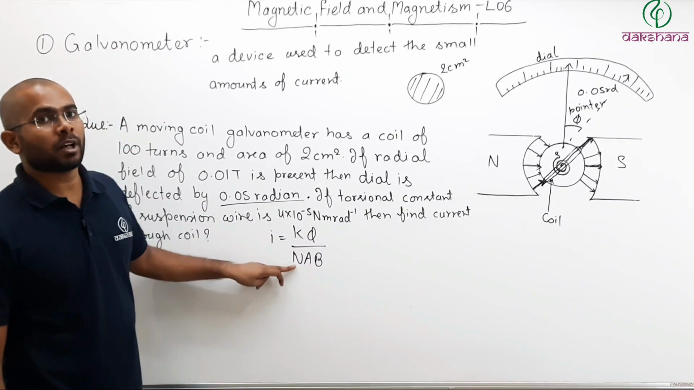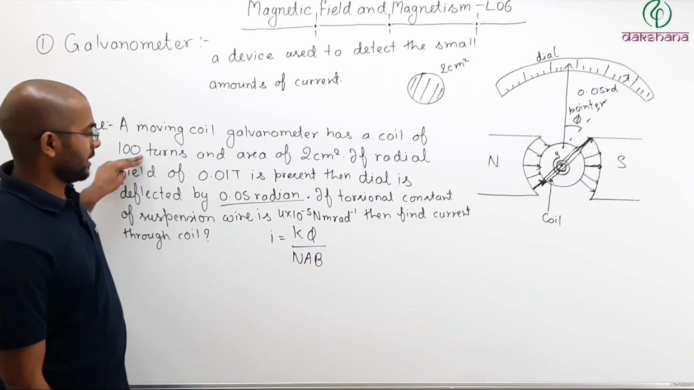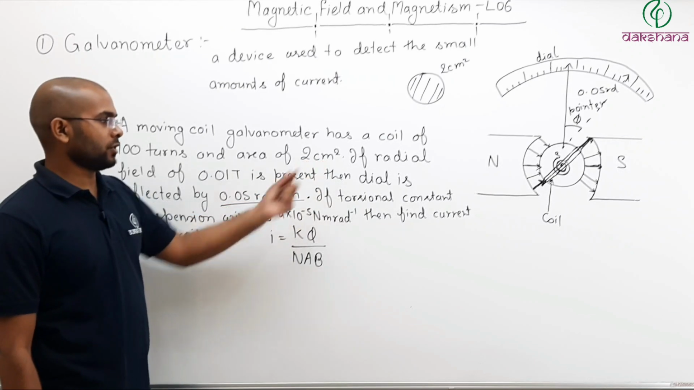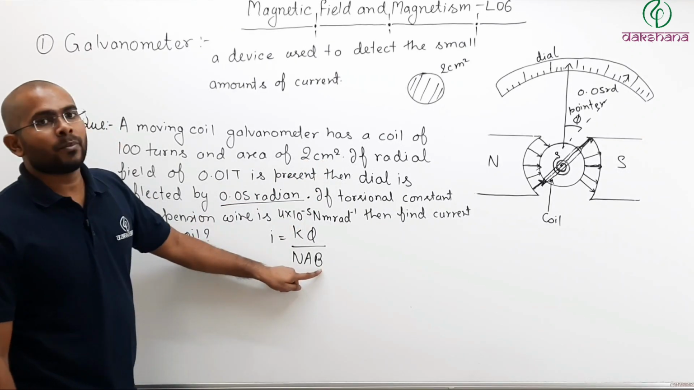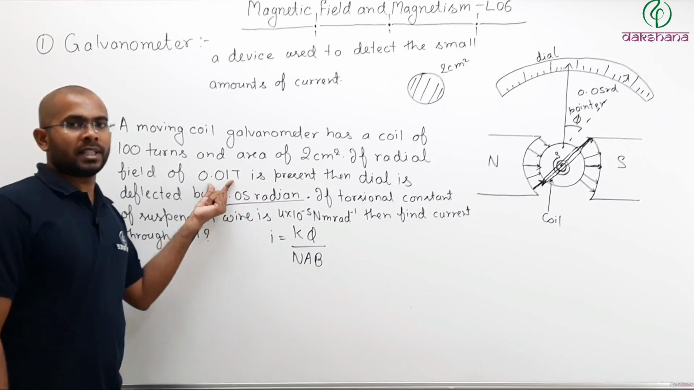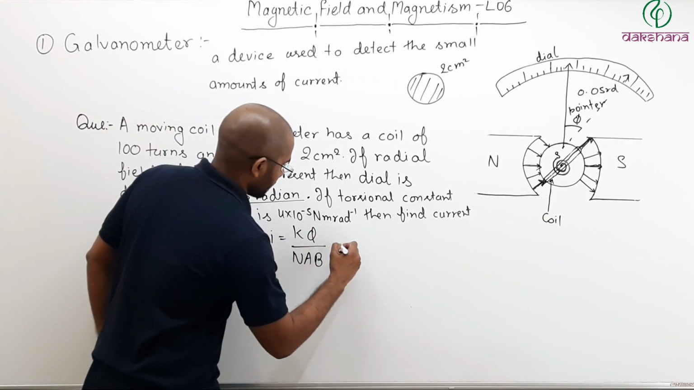What is N? Number of turns. How many turns are there? 100 turns. What is A? A is the area of the coil. How much area? 2 centimeter square. What is B? B is the magnitude of the radial field present, which is how much? 0.01 Tesla. So let us put the values.